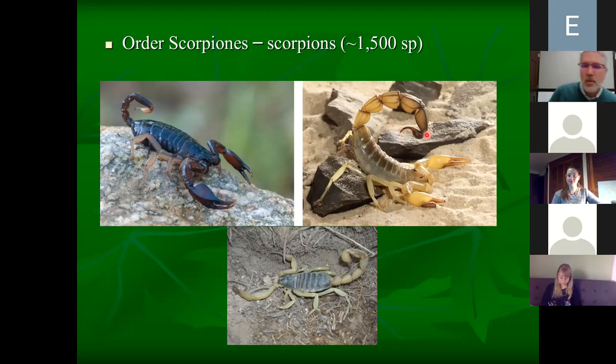Scorpions range in how potent their venom is. Some just sting like a bee. Others are pretty deadly. So it ranges. You've got 1,500 or so species, some quite small.